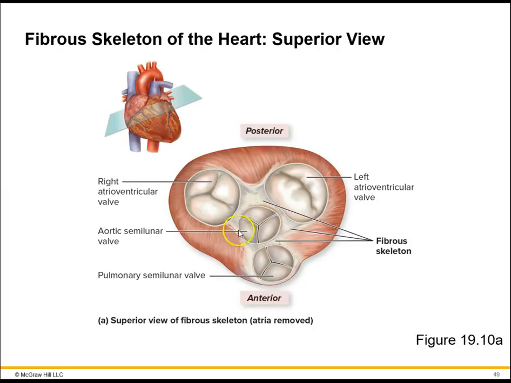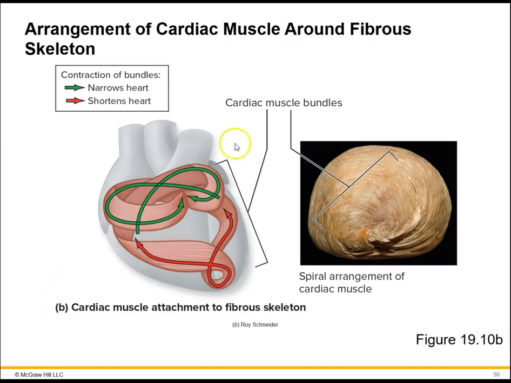And here is that fibrous skeleton. And here are the cardiac muscle bundles we just talked about. So up here, the atria are going to contract and the atrial walls are going to move inward. Down here, the ventricles are going to start contracting at the apex and kind of work upwards, and that brings the blood from the bottom of the ventricles up superiorly.